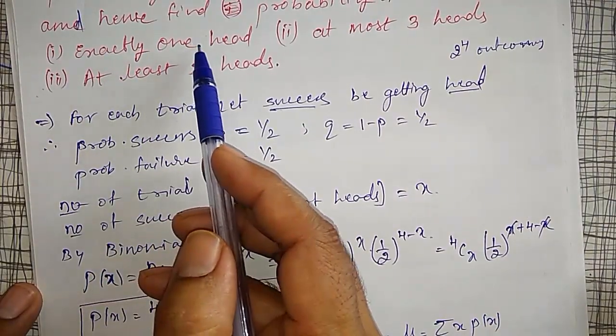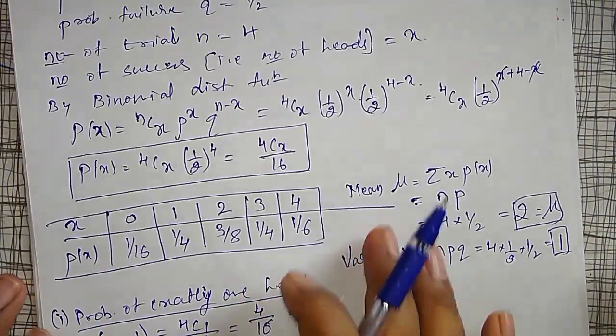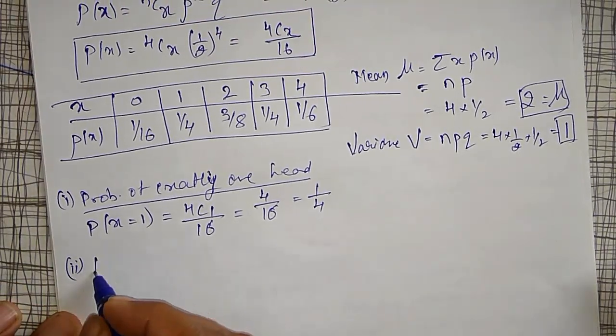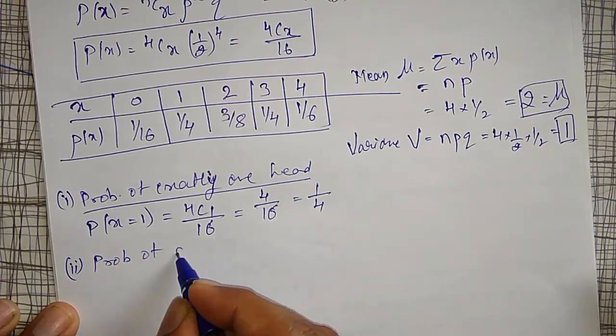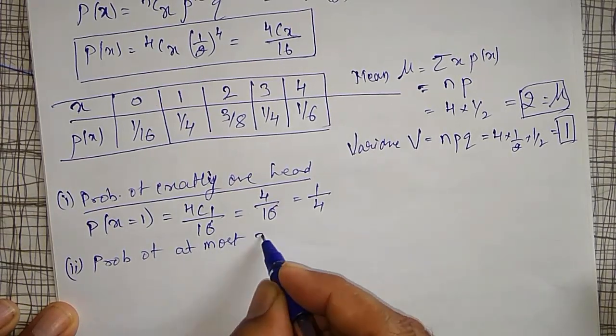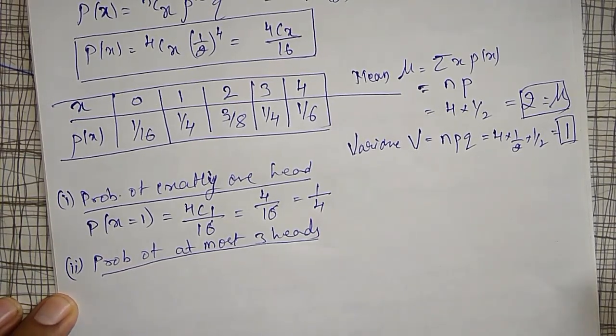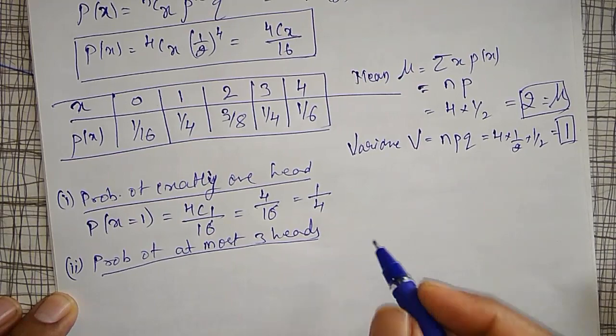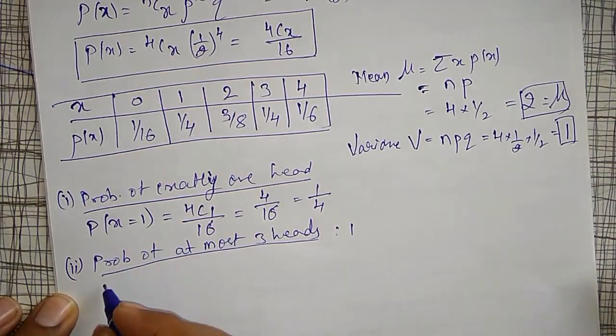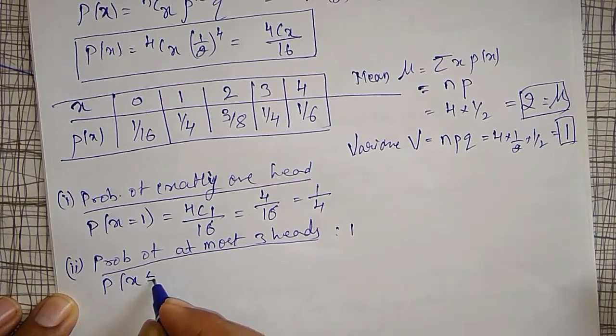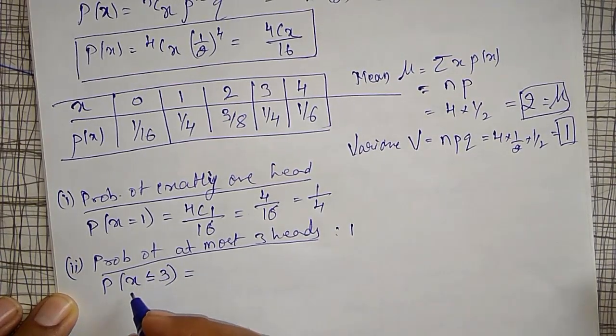Like that, second one I have to find out. Exactly one head is over, now at most 3 heads. Probability of at most 3 heads. How to represent this? At most, maximum 3 heads I should get, means I can get 0 heads, 1 head, 2 heads or 3 heads. Not more than 3 heads. To denote this, I will write probability of x less than or equal to 3. X is the number of successes. It should be less than or equal to 3. That is nothing but cumulative probability distribution type.